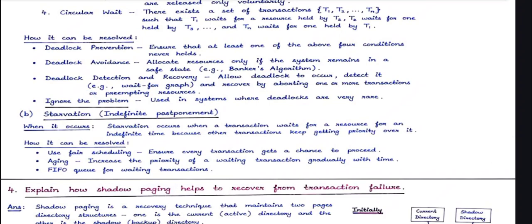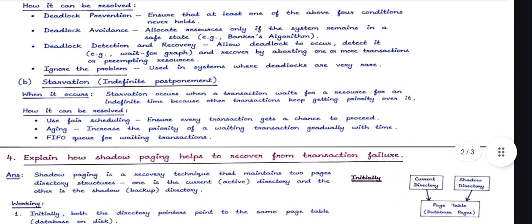How it can be resolved: deadlock prevention ensures that at least one of the above four conditions is never held. Deadlock avoidance allocates resources only if the system remains in a safe state, as in the Banker's algorithm. Deadlock detection and recovery allows deadlock to occur, detects it, and recovers by aborting one or more transactions and preempting resources. Ignoring the problem is used in systems where deadlocks are very rare.